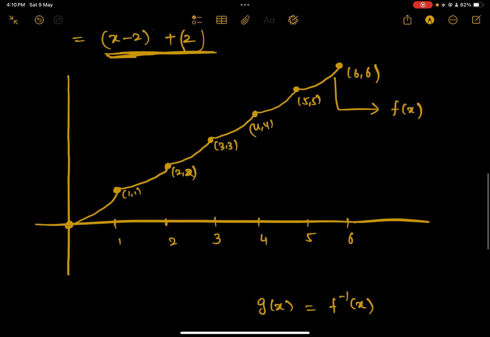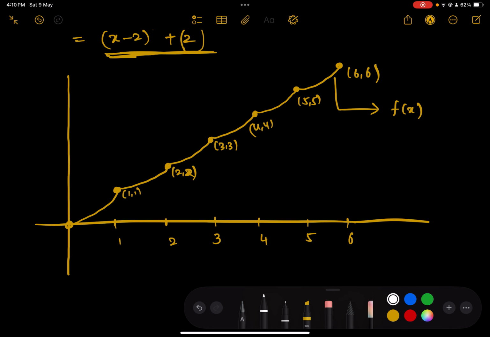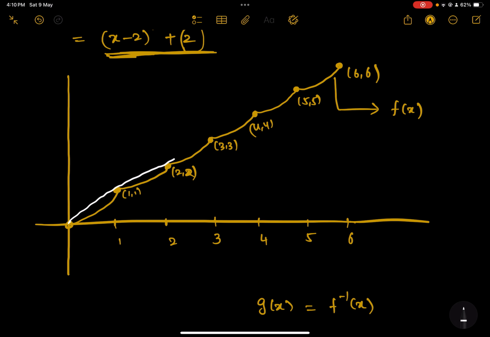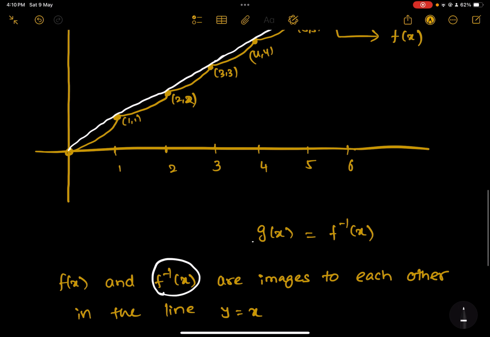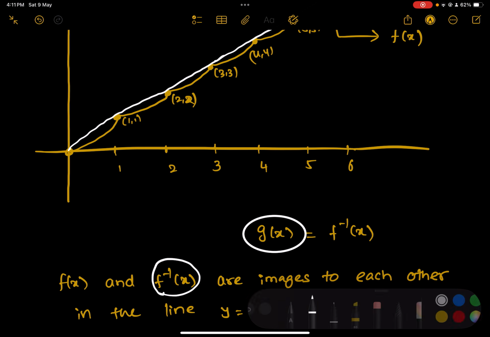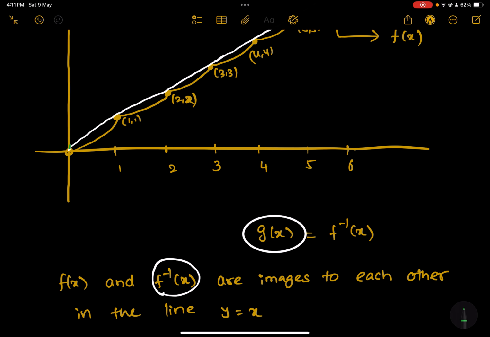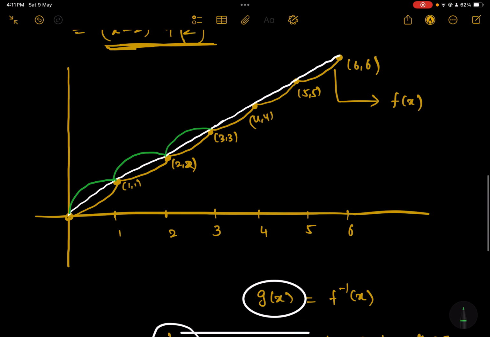If you draw the line y is equal to x, it will pass through all these points: 1 comma 1, 2 comma 2, 3 comma 3, and so on. Now your f inverse of x, which is your g of x, is just the image of f of x about this line. So how do you draw the image of f of x? It will look something like this. This is just the image. Got it?